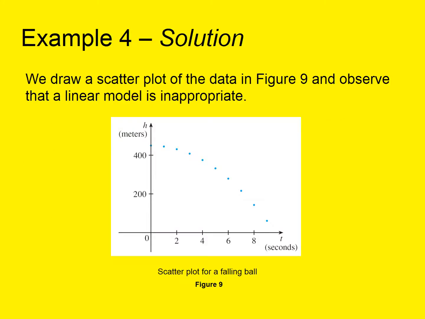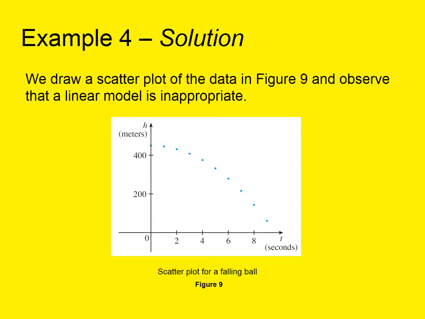We draw a scatter plot of the data in Figure 9 and observe that a linear model is inappropriate. It wouldn't be the worst thing ever to try to fit a line to this set of points. You could make predictions with it.